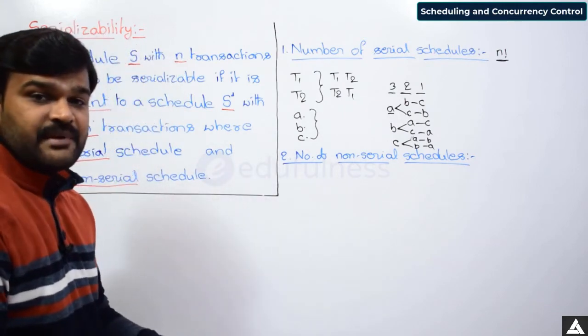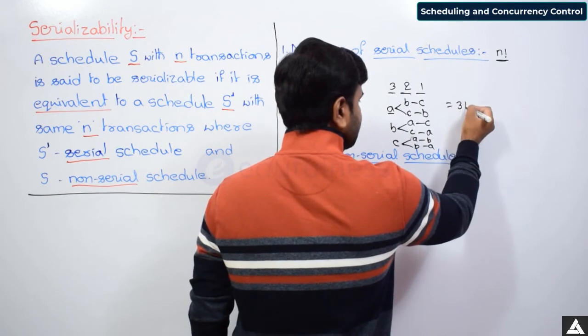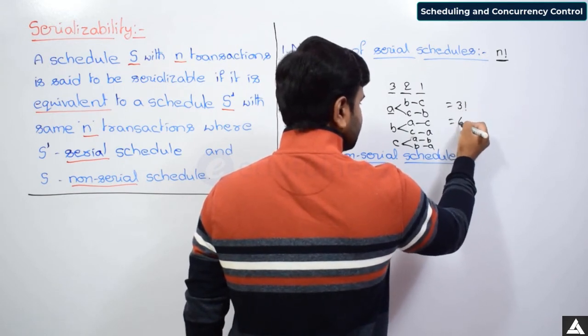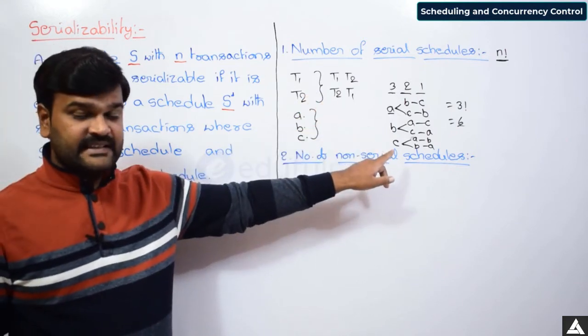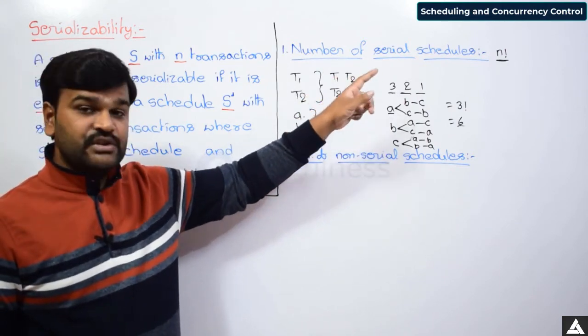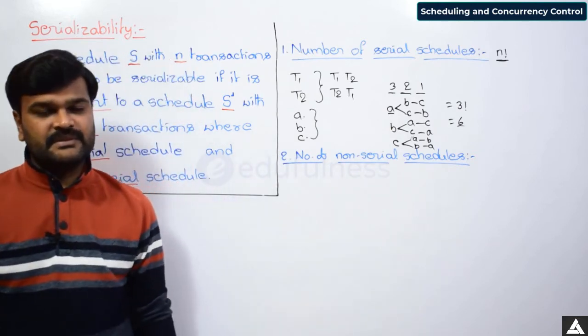So, in total, how many permutations are possible with 3 persons? That is 3 factorial, right? That is nothing but 6. So, if you have n transactions, how many serial schedules are possible? N factorial serial schedules are possible.